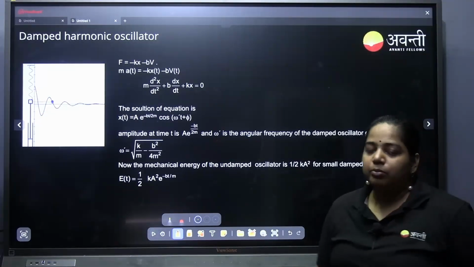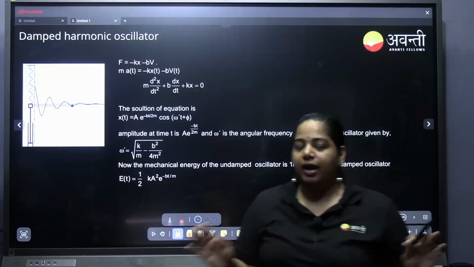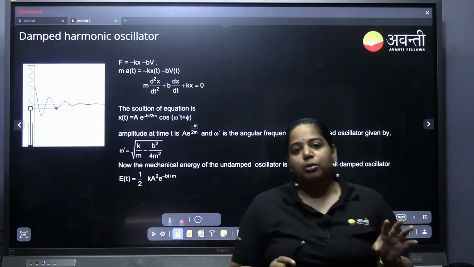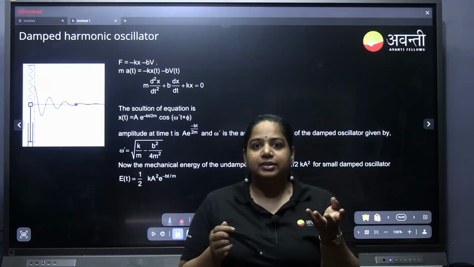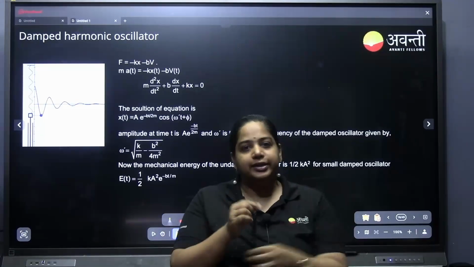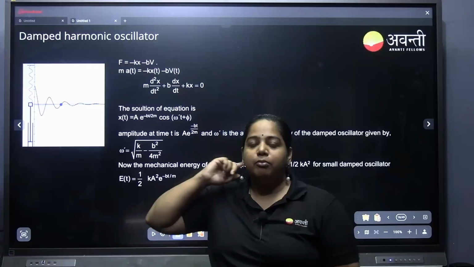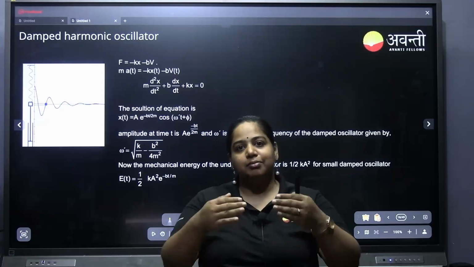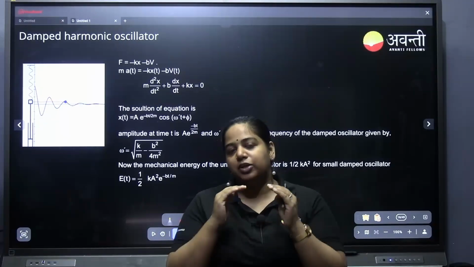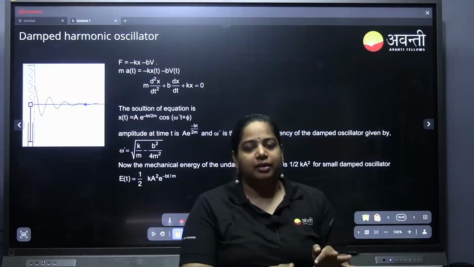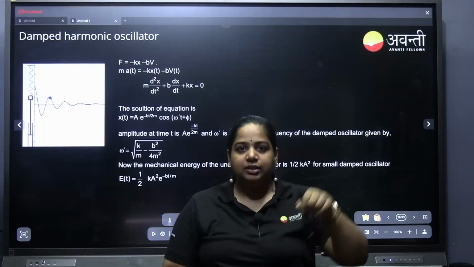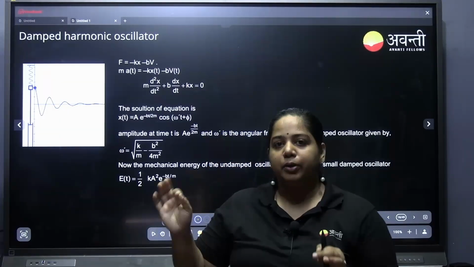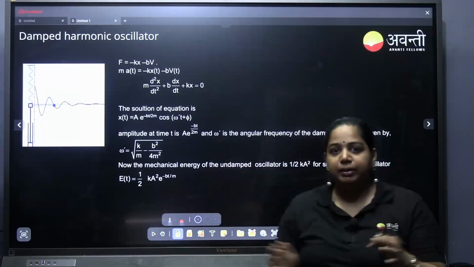Next one is the damped harmonic oscillator. We don't have to go into depth here, you just need to know the concept. SHM is the ideal case, it will continue oscillating forever. But the damped harmonic oscillator is the realistic case, because if you start swinging, after some time the amplitude will decrease and you will stop. That is called damping. Once you start the oscillation, the amplitude decreases and finally it stops.